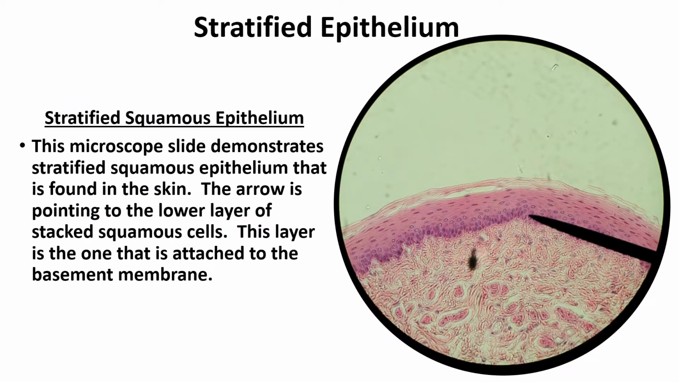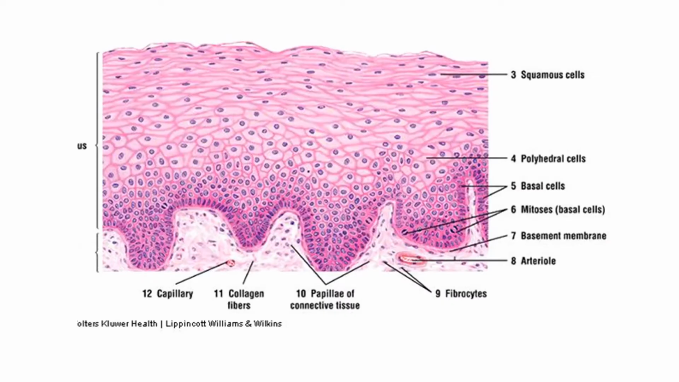And then here we have stratified. So this is when we have more than one layer of cells. You can see only one layer touches the basement membrane, and we have many layers above that. More stratified squamous. So here you can see the stratified squamous all up here, right? And then just this layer down here touching the basement membrane.